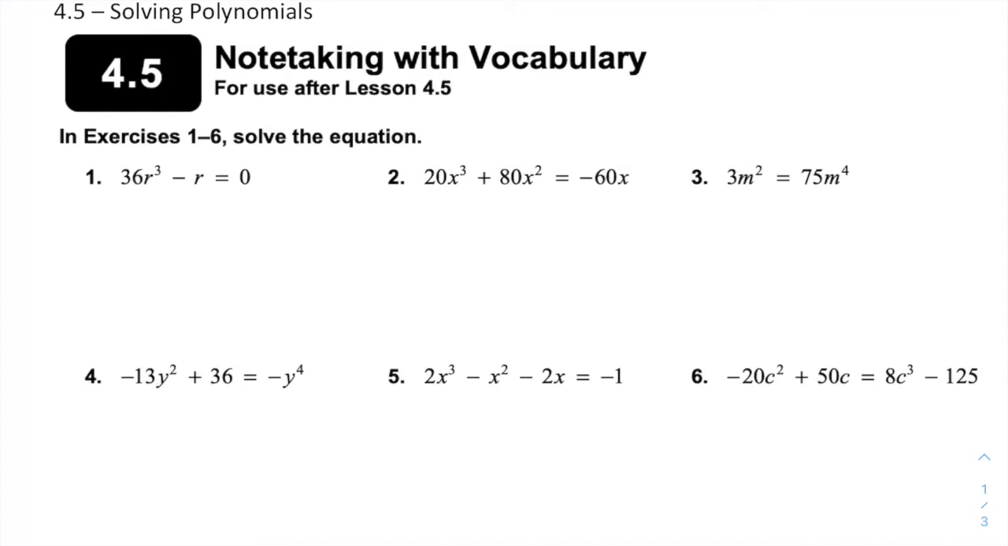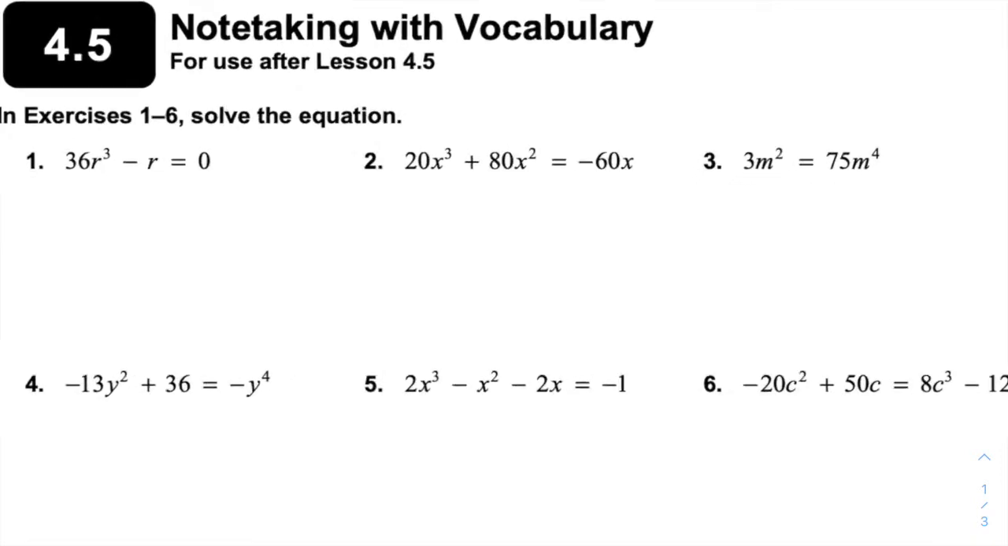Okay, so here is basically 4.5, which is solving polynomials. This is just day one of a 2-day solving set of notes here. Today we're going to focus on just the basics of solving and get the process down for using some basic equations. And then the next day we'll get into some more complex types of problems.